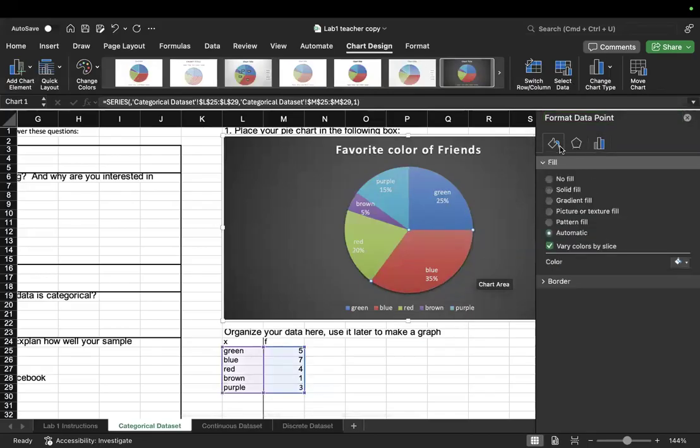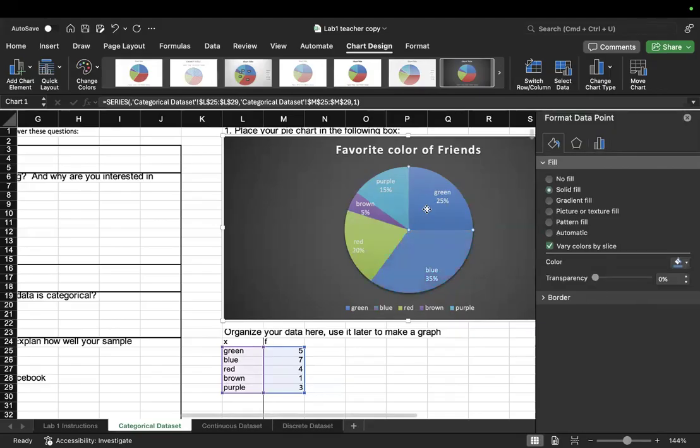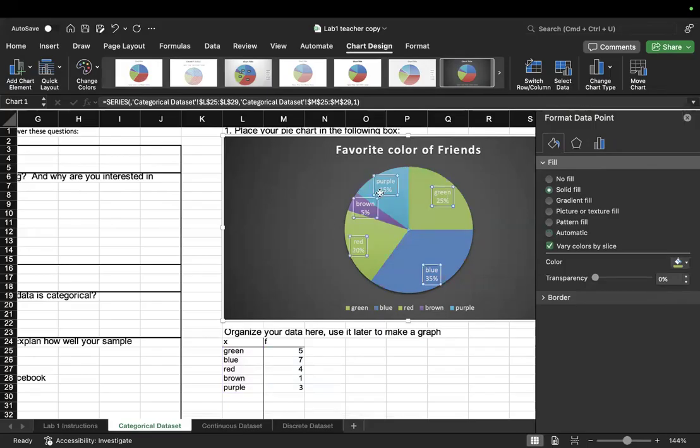Okay. I think it's on colors. Okay, this color right here, I'm going to click on the blue one. That color right there, I want it to be blue. I'm going to click on the green one. That color, I'm going to make it green.